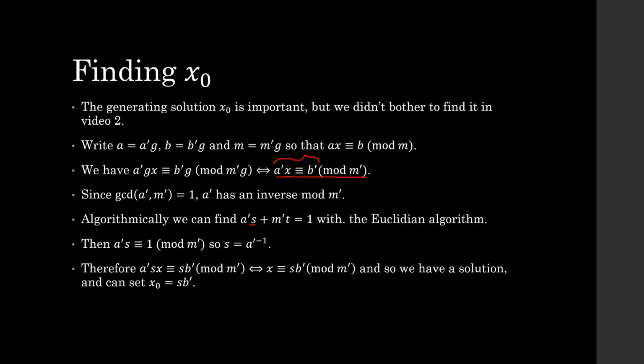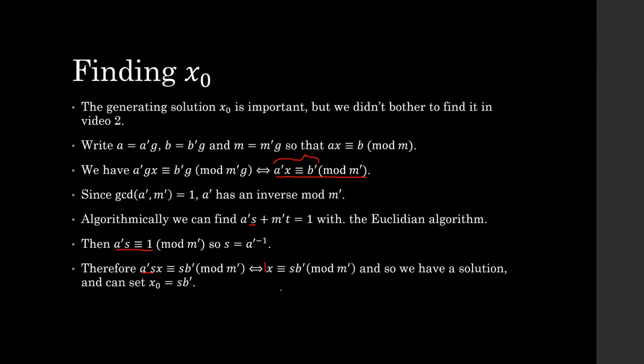And so, of course, now I can apply this definition here. Because it's the inverse modulo m prime, I know that a prime s is going to go to 1, so that's why it disappears here. And we've got x is congruent to s b prime. I just haven't changed the right side here. And so now we actually have a solution, right? Because we've got a solution mod m.